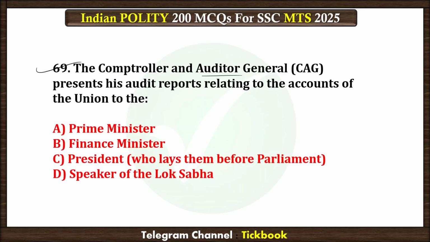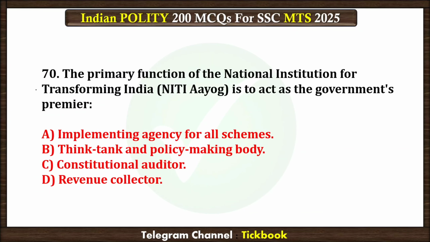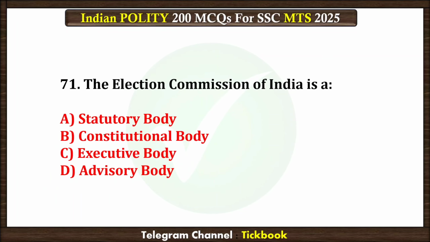69. The Comptroller and Auditor General presents his audit reports relating to the accounts of the Union to the option number C, President, who lays them before Parliament. 70. The primary function of the National Institution for Transforming India, Niti Aayog, is to act as the government's premier option number B, think tank and policy making body. 71. The Election Commission of India is a option number B, constitutional body.